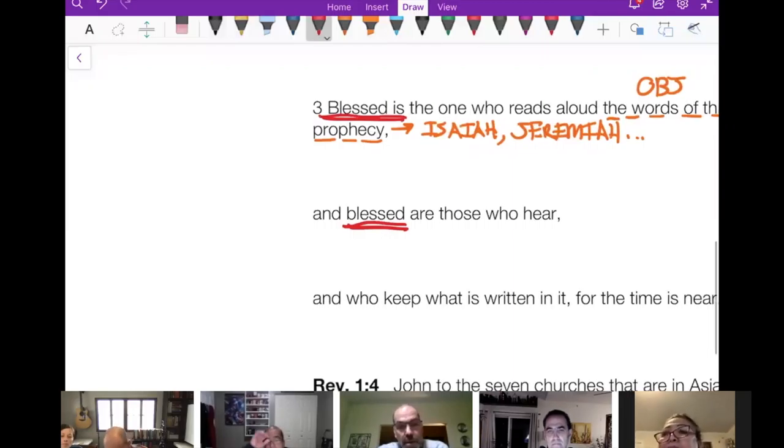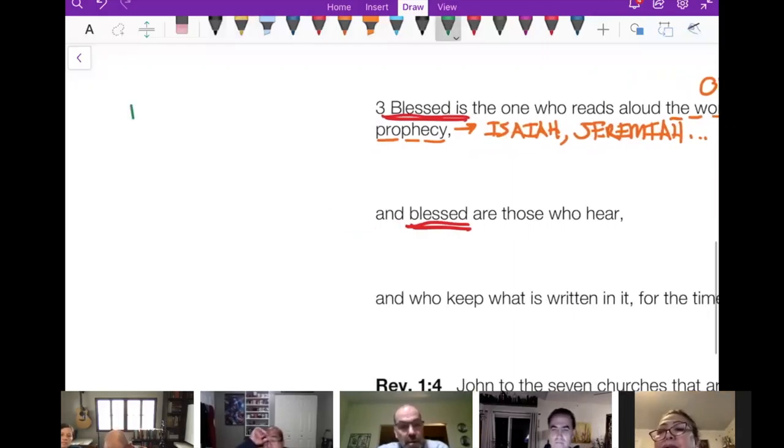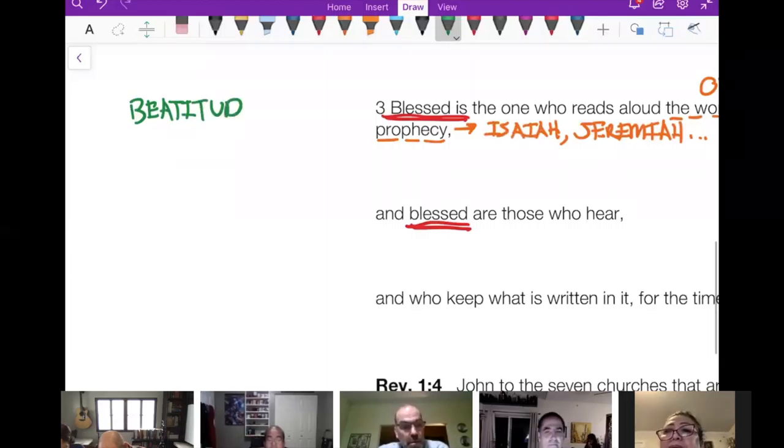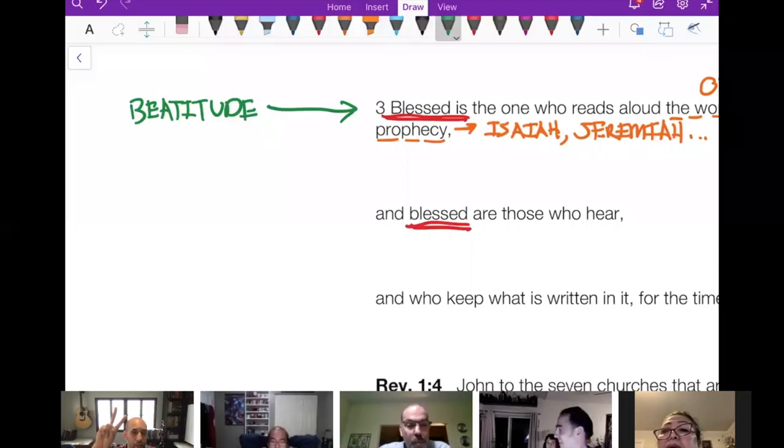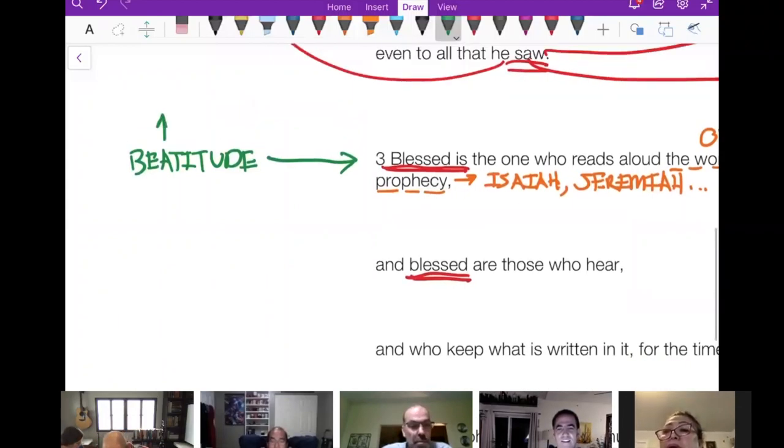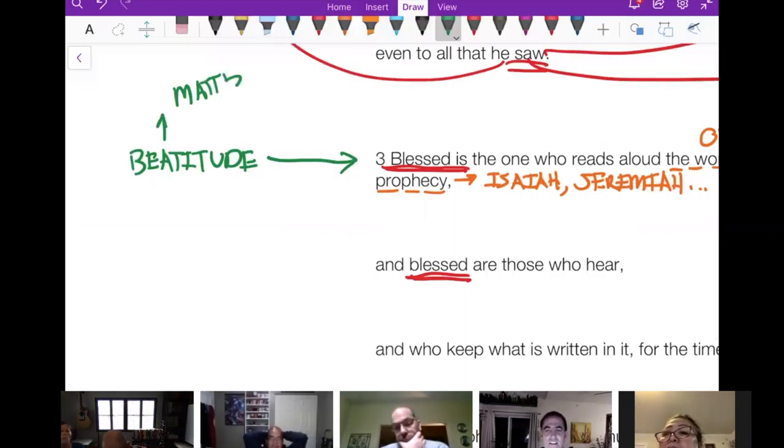So what we want to identify here is that this is a beatitude. Where are two other locations in Scripture of famous beatitudes? Give me two other locations. Matthew. Yes. We have Matthew chapter what? 5. And then where is the other famous beatitude in the Old Testament?